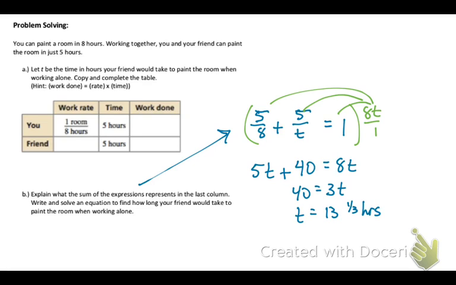So your friend takes a little bit longer than you do to paint a room, 13 1/3 hours. But together, you can do it in 5 hours because your rate is 1 room in 8 hours. So that is how long it would take your friend to paint the room when working alone.